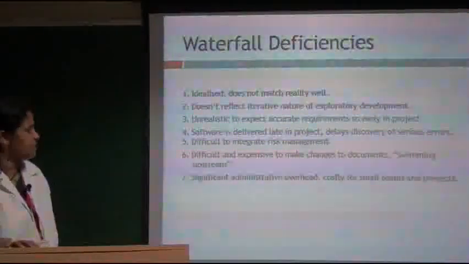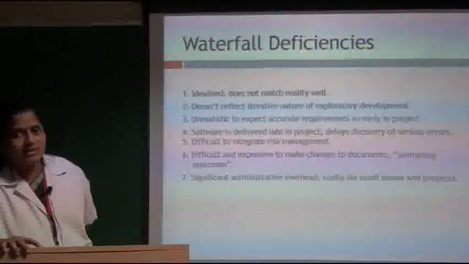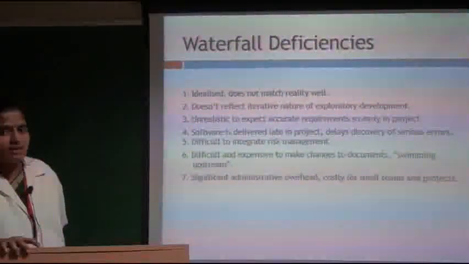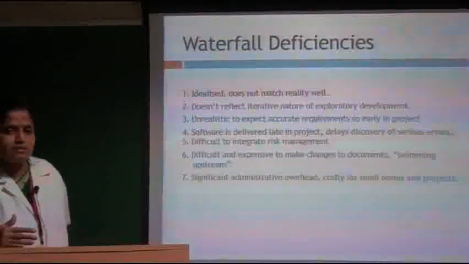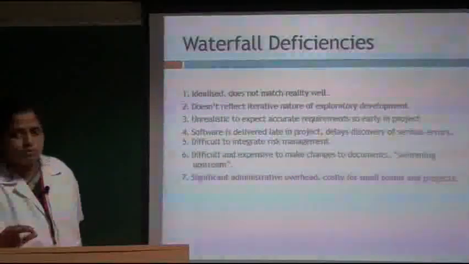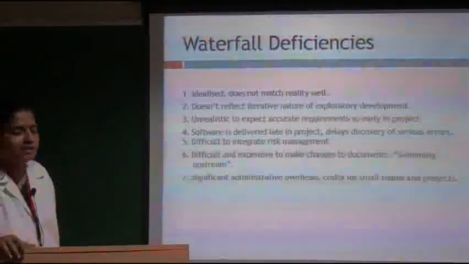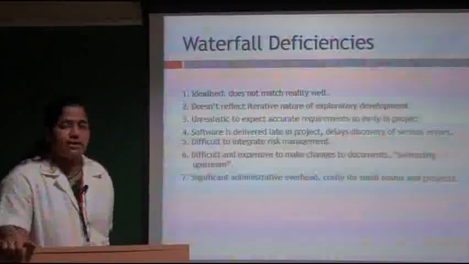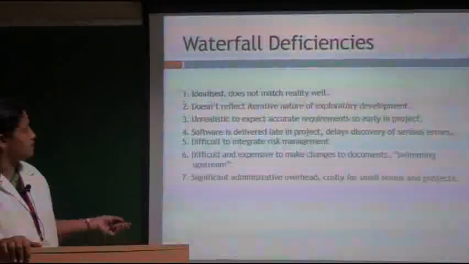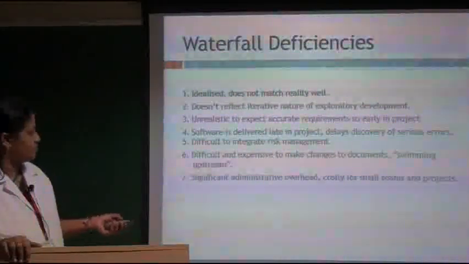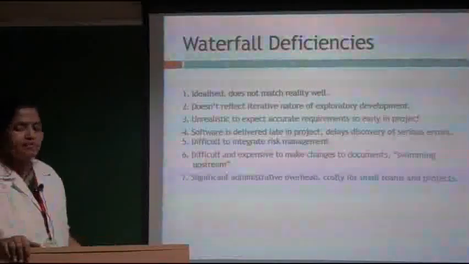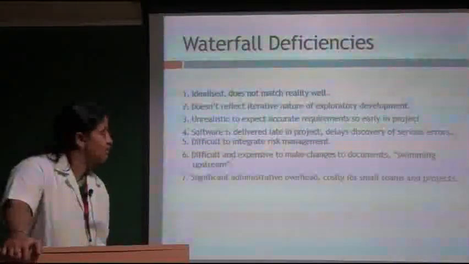It is costly for small teams and projects. The administrative overhead is there because of its nature, because it doesn't cover risk exposure. It just ensures the quality. Totally traditional model, there is no flexibility. So administrative overhead is more. So these are the deficiencies of the model. This can be applied for projects which have stable requirements.